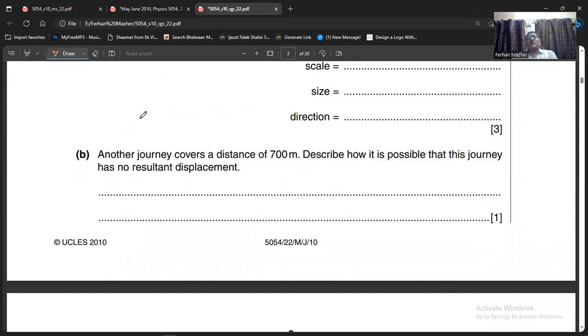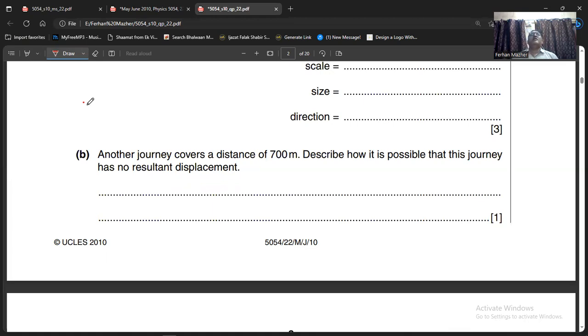The next part is question number 1, part B. It says another journey covers a distance of 700 meters. Describe how it is possible that this journey has no resultant displacement. Okay, so distance means the length of the track, the length of the path you followed. But the displacement is the shortest distance between the starting point and the finish point.